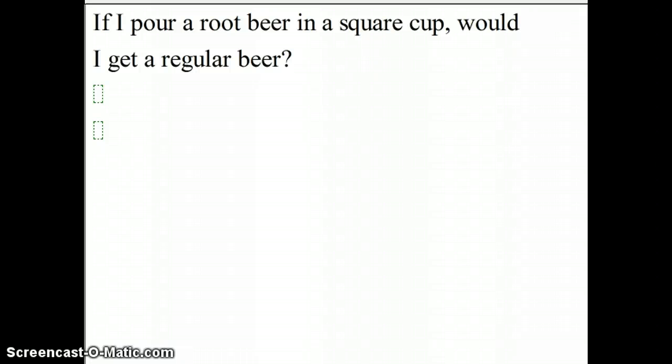Okay, so for those people who are wanting an explanation to my answer, this is it. Because everyone knows that when you have to explain your joke, it's so much funnier that way. Okay, so when we're looking at this, the question says if I pour a root beer into a square cup, would I get a regular beer?